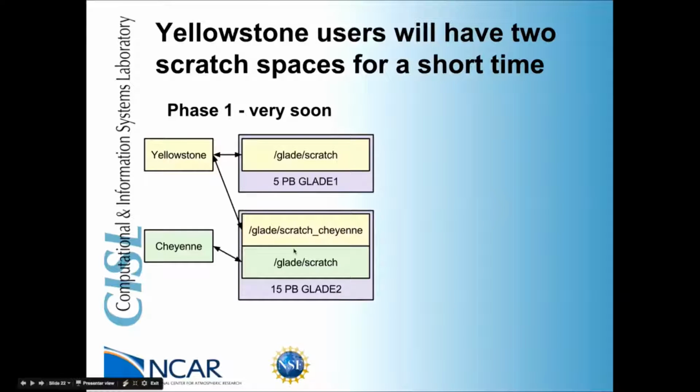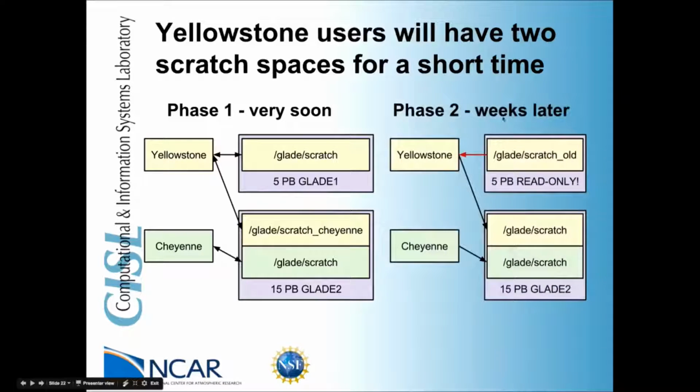And then you'll also see, if you're on Cheyenne, Glade Scratch, which is the same exact space as Scratch Cheyenne on Yellowstone. So that's a good way to transfer data, because ultimately this old Glade Scratch space will be retired. That will happen in phase 2, which will be a certain period of time after phase 1.